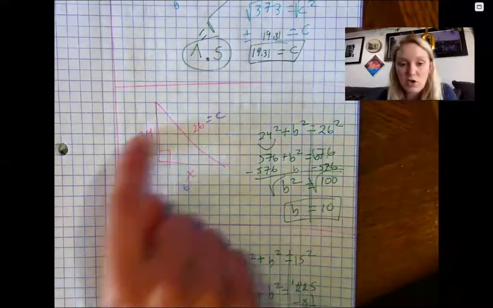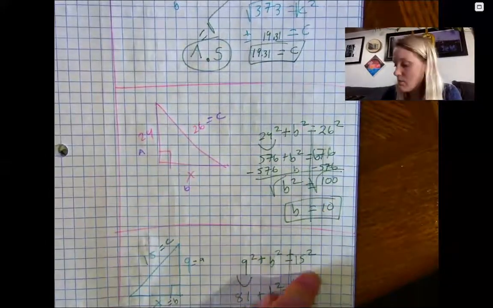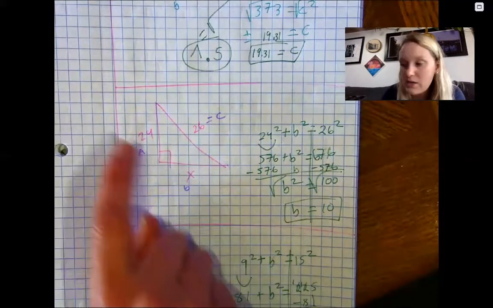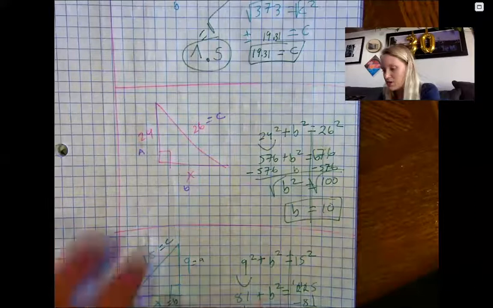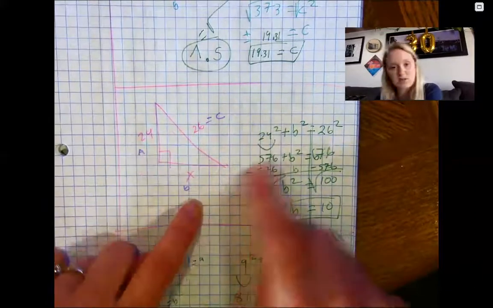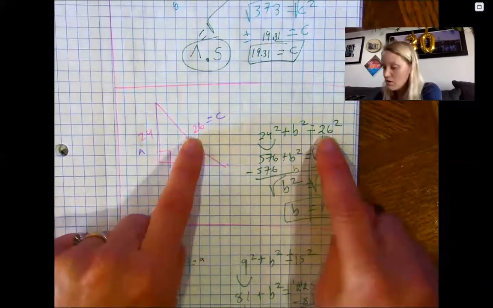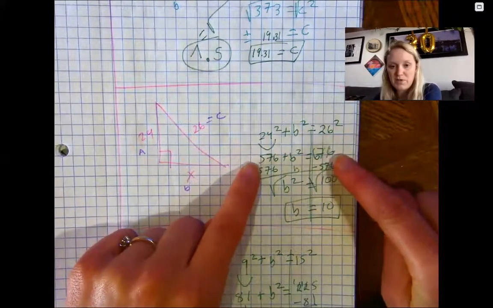Okay, sometimes though you have to work backwards. Sometimes you're not solving for C, you've been given C, you're solving for A or B. But you follow the same process. You plug in what you know. 24 for A, B is just B squared because we don't know what it is, so we use a variable. C is 26. Follow the order of operations and simplify.